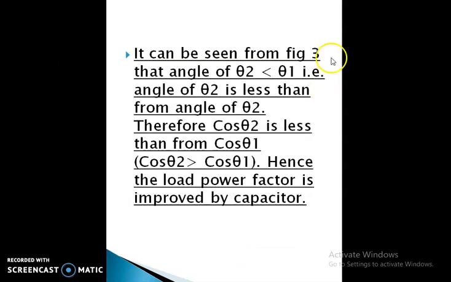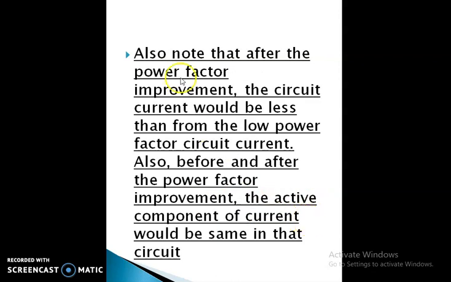It can be seen from figure 3 that angle theta 2 is less than angle theta 1. Therefore, cos theta 2 is greater than cos theta 1. Hence, the load power factor is improved by the capacitor.